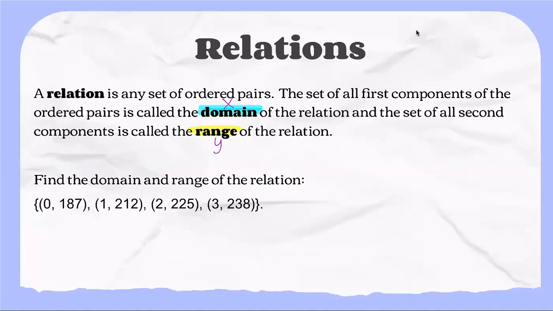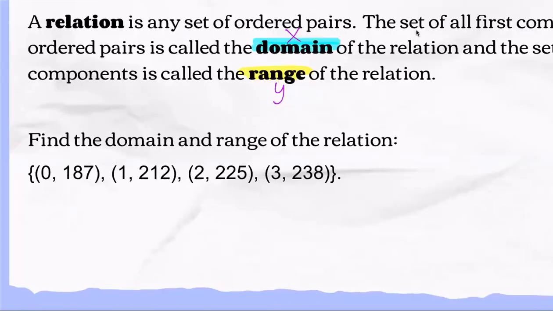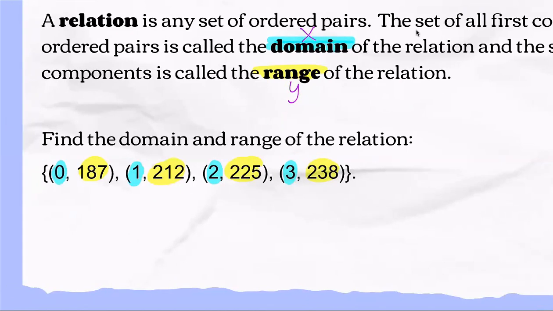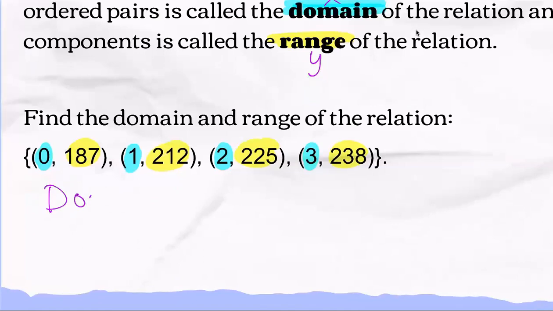So let's go ahead and look at this first example. I need you to find the domain and the range of this relation. So domain is all of your X's. Remember, X's come first in an ordered pair. And then my range is going to be all of my Y's. And Y is always the second number in every point. So if I was writing what my domain is, it's going to be the points 0, 1, 2, and 3.